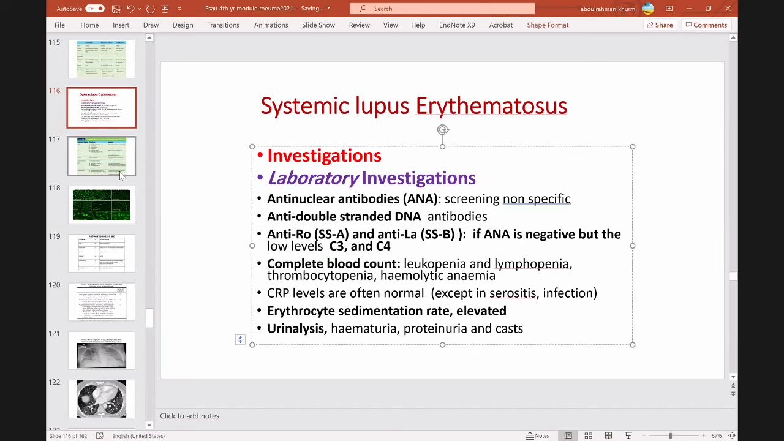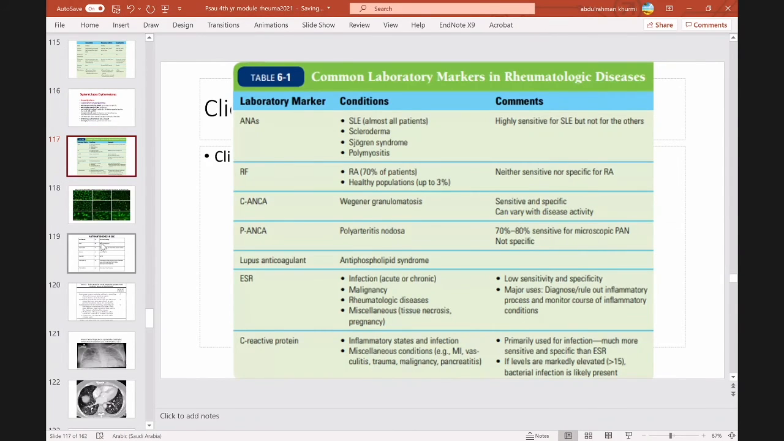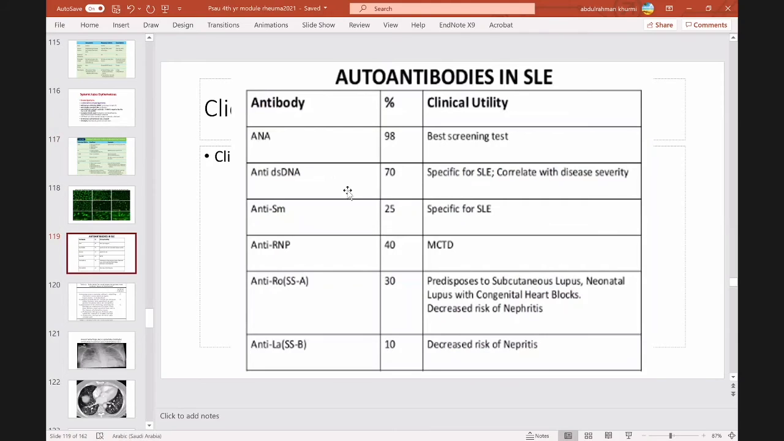No. Yes. You can see here specific anti-double strand. Specific anti-Smith. But sensitivity is only 25% and 70%. Okay?